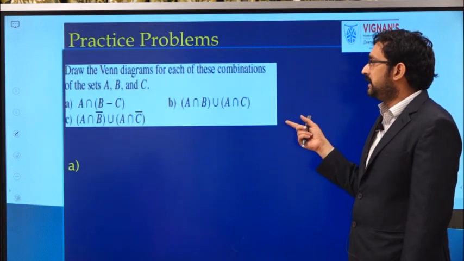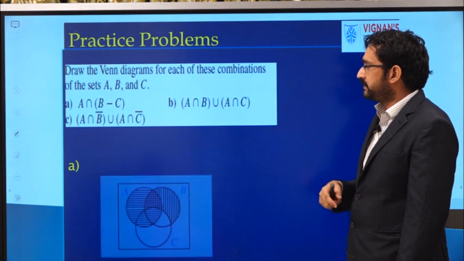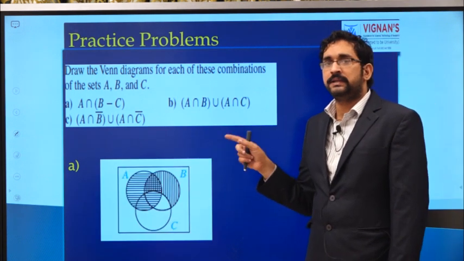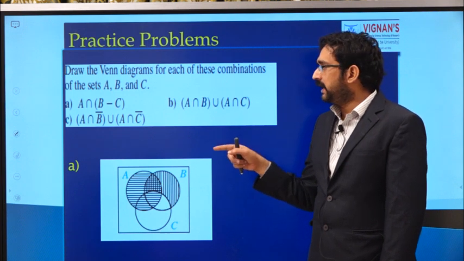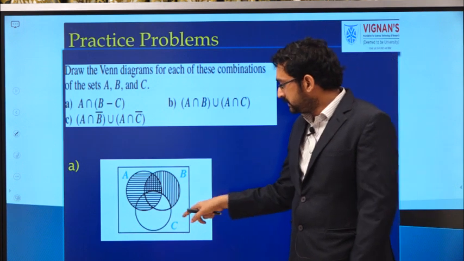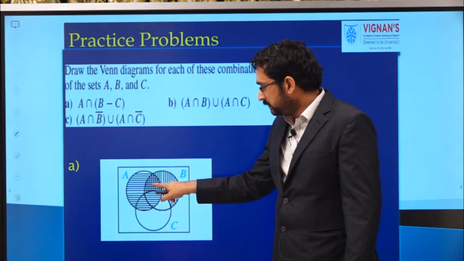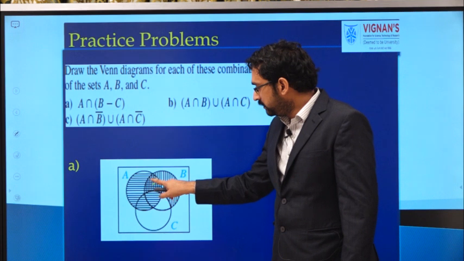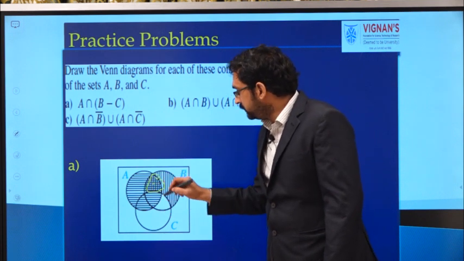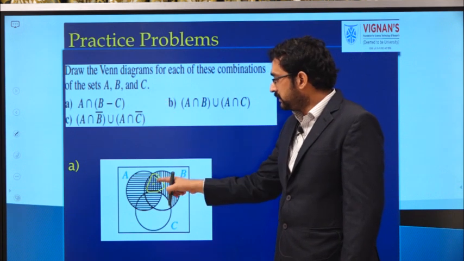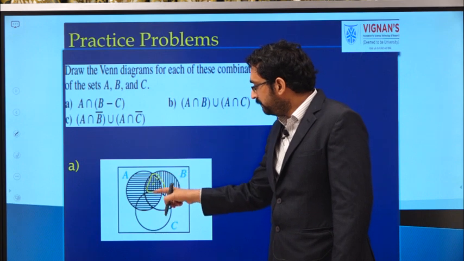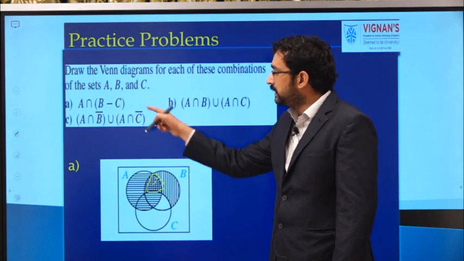Here you have to draw the Venn diagram for the given problems. A intersection of B minus C. That means it will represent the elements which are common to A and which should be in B but not in C. If you observe, this shaded part represents A intersection B which is not in C. So this part represents the solution, A intersection B minus C, which is common to A, which is in B but not in C. So this part represents the first one.